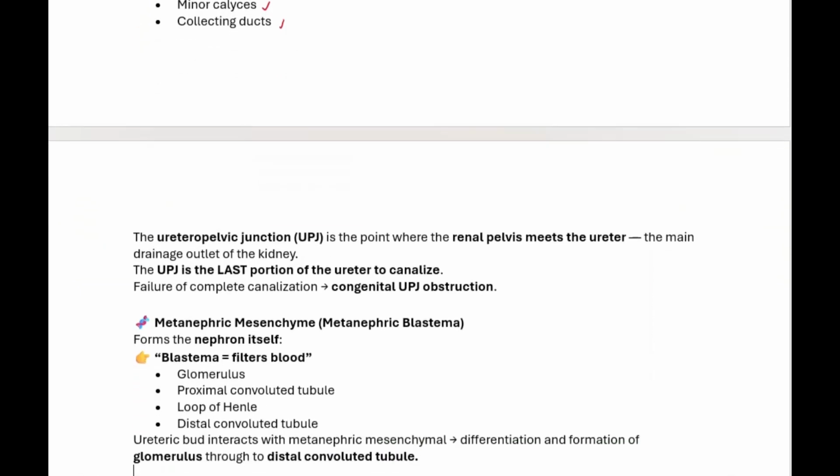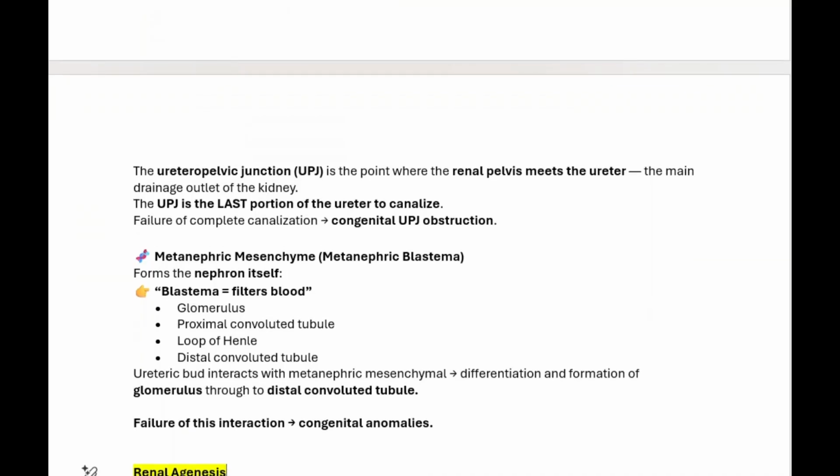As opposed to the metanephric mesenchyme. The metanephric mesenchyme is going to become the glomerulus all the way to the distal convoluted tubule. So the glomerulus, the proximal convoluted tubule, the loop of Henle, and the distal convoluted tubule. These are going to develop from the metanephric mesenchyme. Once the ureteric bud forms, it is going to interact with the metanephric mesenchyme, and that will lead to differentiation and formation of the glomerulus all the way through to the distal convoluted tubule.